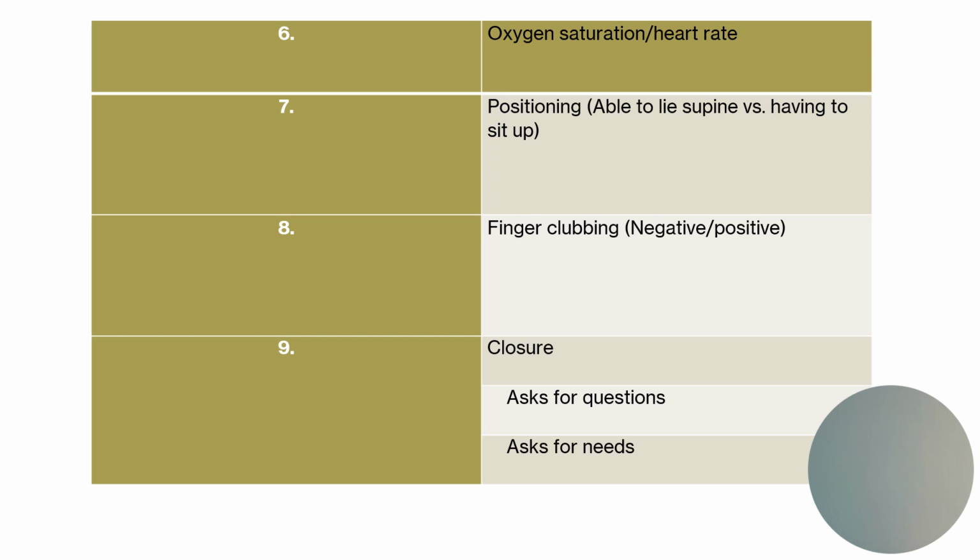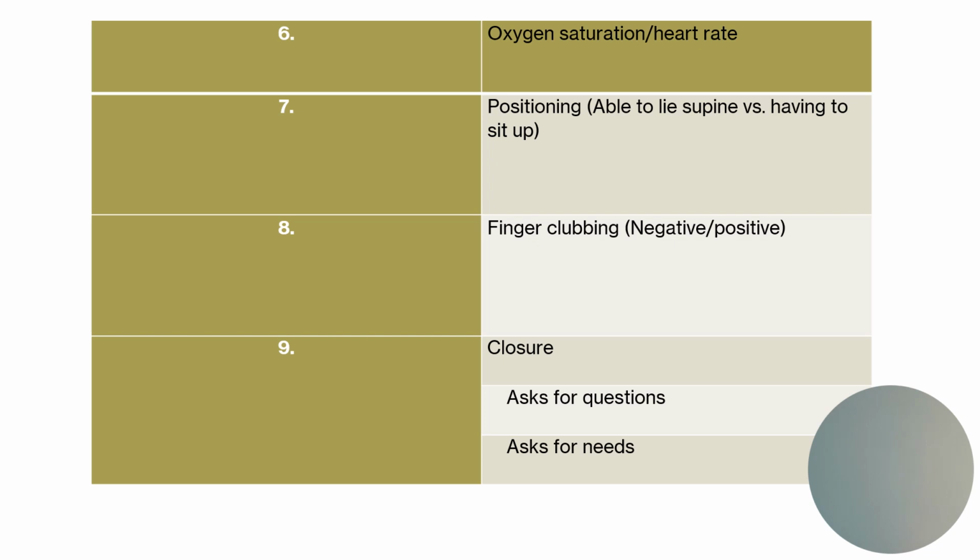Are they having to sit up and lean forward with their elbows on a table or their hands on their knees? That's what we would identify as the tripod position. It is often seen in clients that have chronic respiratory issues. It allows them to expand their lungs a little bit easier, the diaphragm a little bit easier. Do they have to sit up to be able to breathe easily? Or can they lay down and breathe quite comfortably? Positioning, once again, is very important.